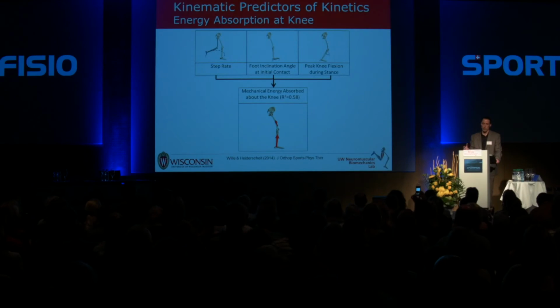Same occurs when we look at energy absorption at the knee. So the amount of mechanical load occurring at the knee based upon joint powers. Again, step rate is a common factor. Foot inclination angle again. And now the next one is how low they sink, how much knee flexion occurs during mid-stance. So those 3 factors allow us to predict or explain quite a bit of the variance associated with mechanical energy absorption at the knee.